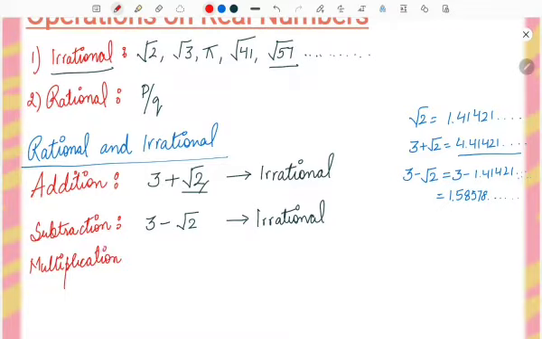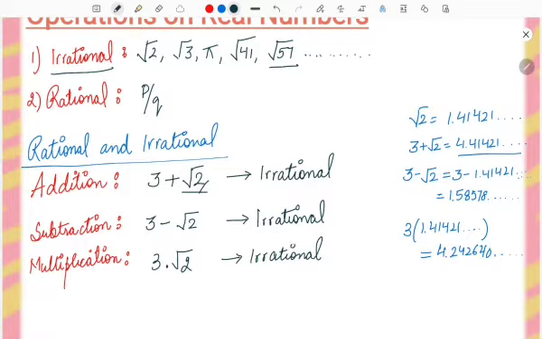let's talk a case of multiplication where again I'm going to multiply 3 with root 2. 3 now multiplied by 1.41421 and with dots, the answer I'm going to get is 4.242640 with dots, which goes on again. So this number is also an irrational number, right? This is also an irrational number.